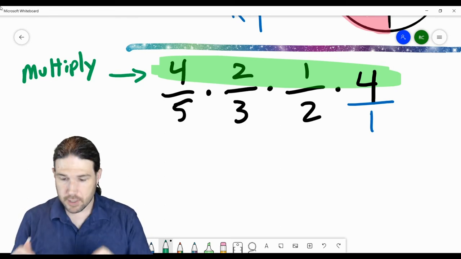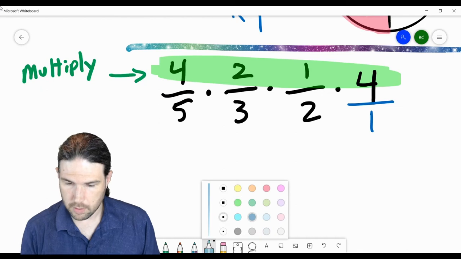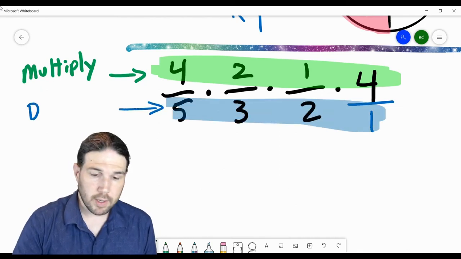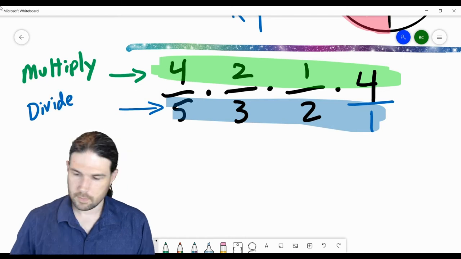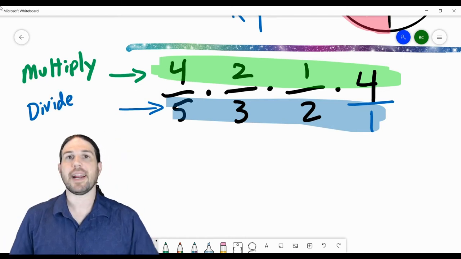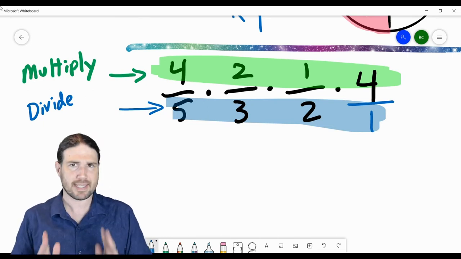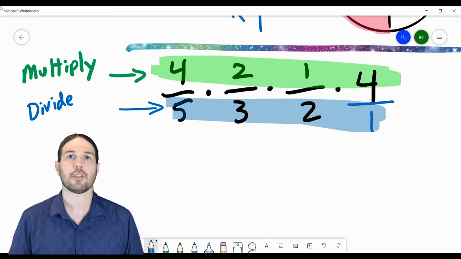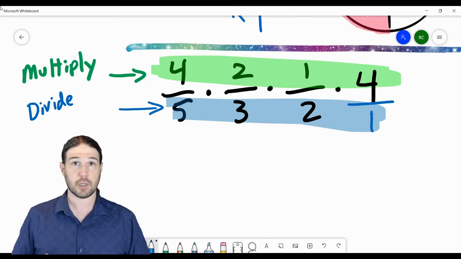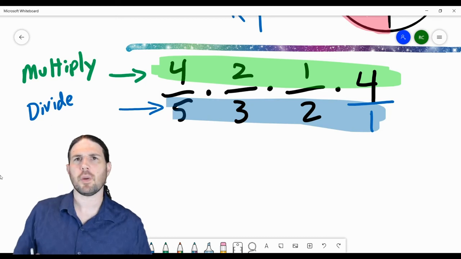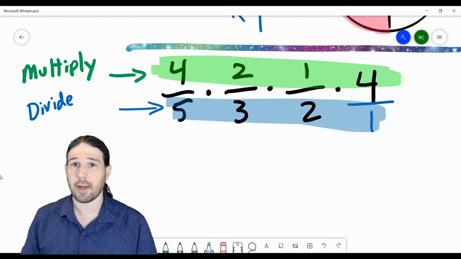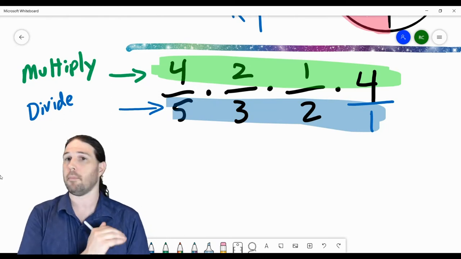Now, these numbers on the bottom, these are all essentially numbers that you are dividing by, okay? We're dividing by 5, we're dividing by 3, we're dividing by 2, and I think that makes sense because, as we said before, a fraction is just a small division problem. So essentially what we're going to do is take all of the numbers that we are multiplying by up top, and multiply them all together.